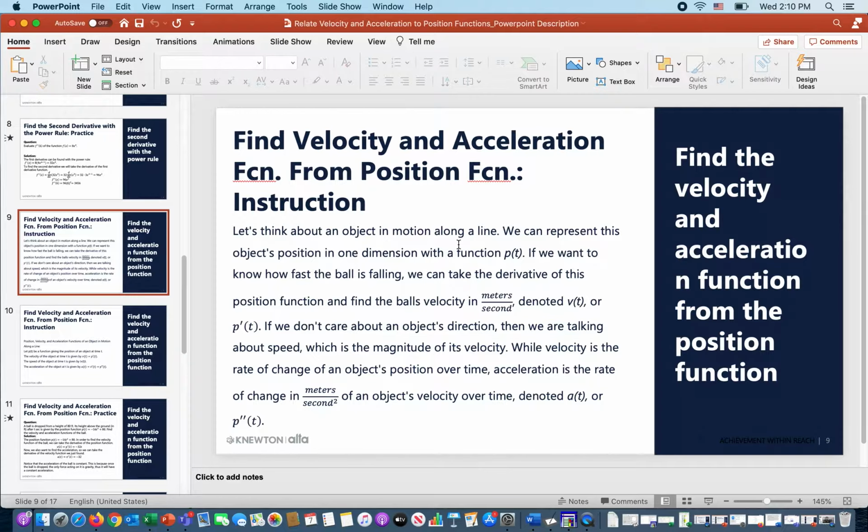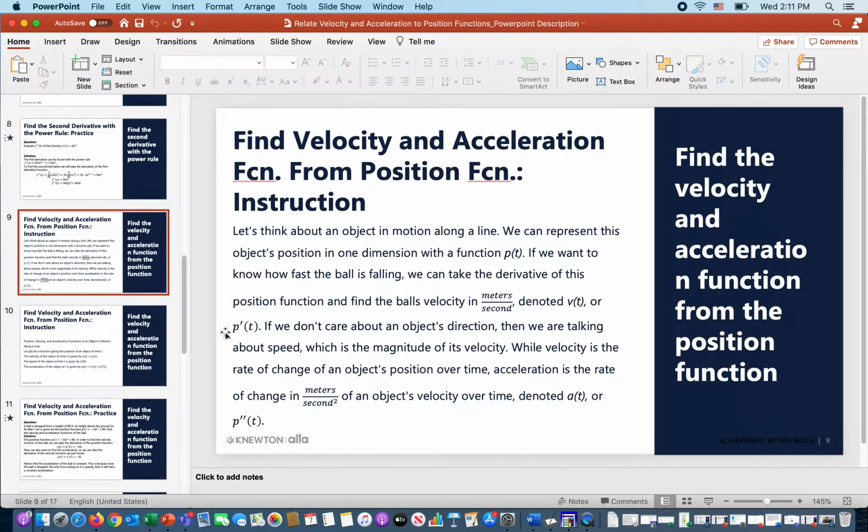An object in motion, moving along a line, right? We can represent this object's position in one dimension with a function p of t. Some books will use s of t for position. This book uses p of t. If we want to know how fast the ball is falling, we can take the derivative of this. So we find the ball's velocity in meters per second. And again, p of t is position, v of t is going to be velocity.